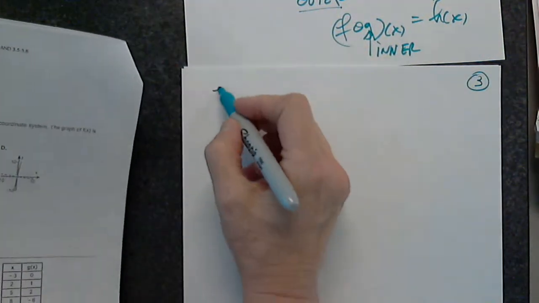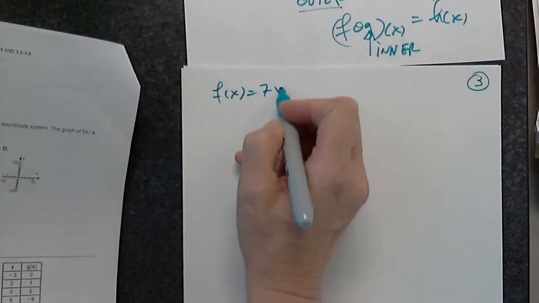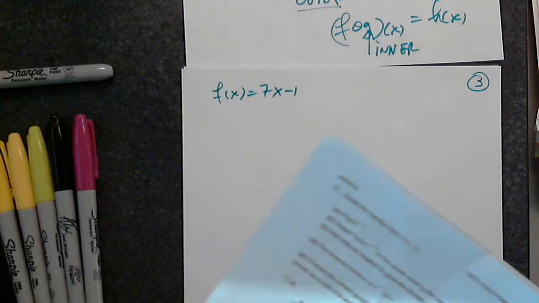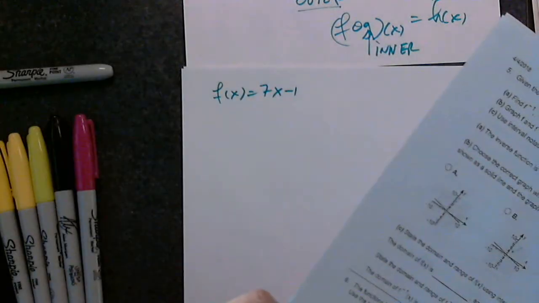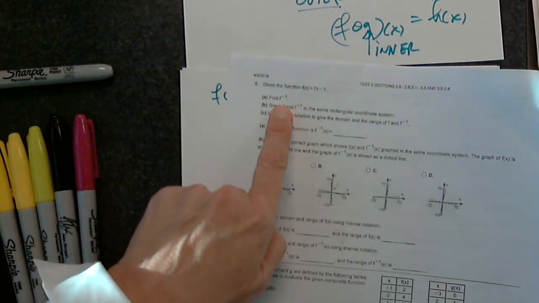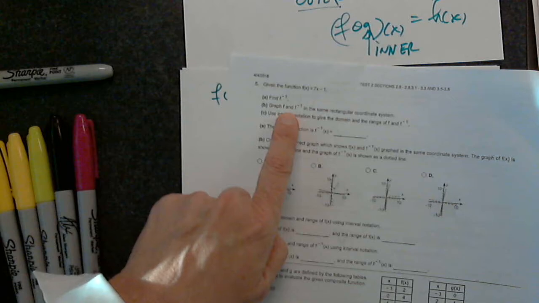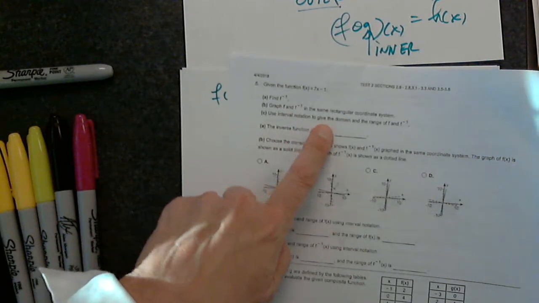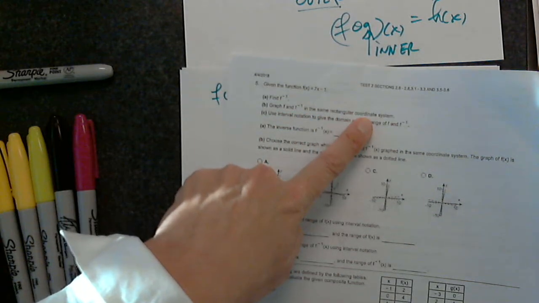Okay, so we're given f of x, which is 7x minus 1. We're asked to find f inverse. We're asked to graph f and f inverse in the same coordinate system.